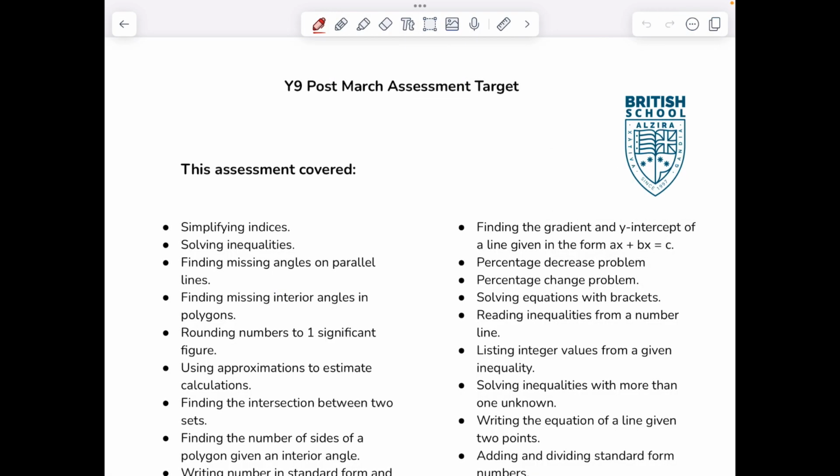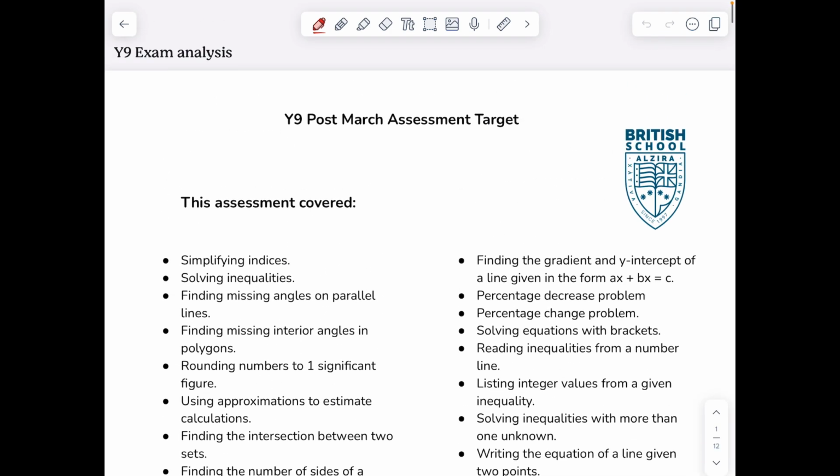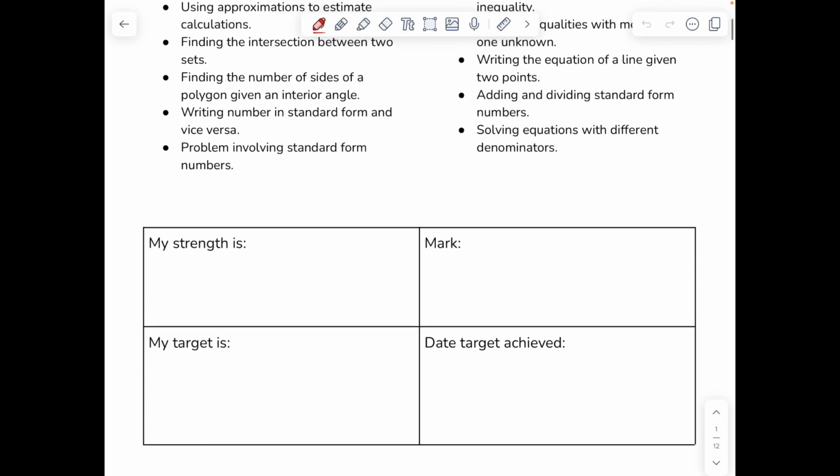Okay, just going to go through the paper so that you can rewind or fast forward as much as you need to whilst you're going through the paper. Whilst you're going through the paper, this should be stuck into your book. The post exam assessment target sheet should be stuck in. You need to put your mark here.